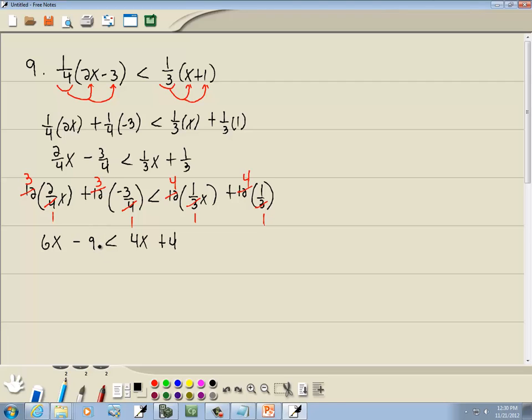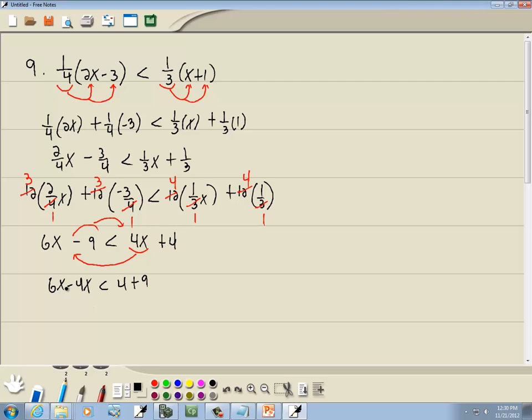Let's see, what step are we in? First step was get rid of parentheses. Second step was get rid of fractions. Third step, get everything with an x on one side, numbers on the other. Or get everything with an x on the left side, sorry. Numbers on the right side. So I'm going to take the 4x, move it to the left side, and it becomes a negative 4x. I'm going to take the negative 9 over the right side and it becomes a positive 9.